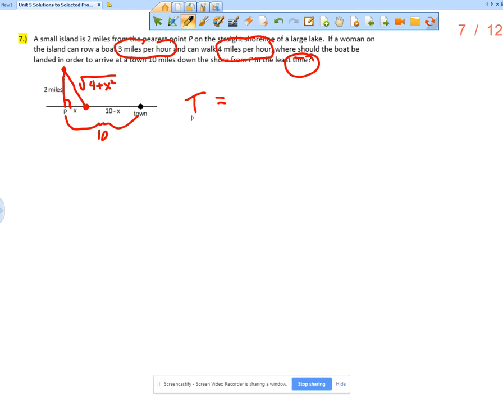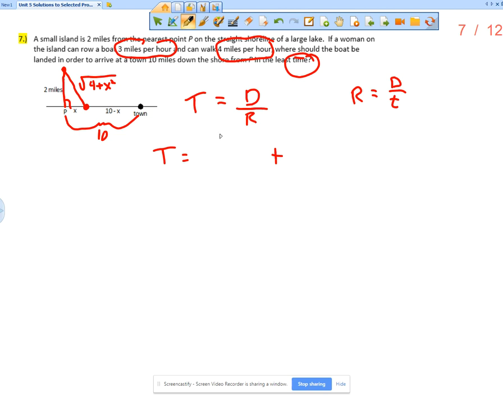You should know that a rate is equal to a distance divided by a time. Rate is like miles per hour. So if I wanted to solve for time, I'm going to multiply by t and divide by r. So t is actually equal to the distance divided by the rate. So the total time is going to be what? The time over water, or time rowing, plus the time walking.